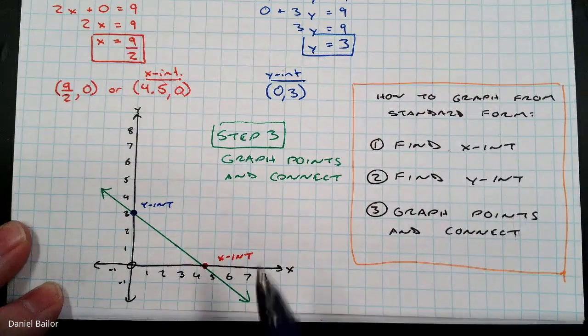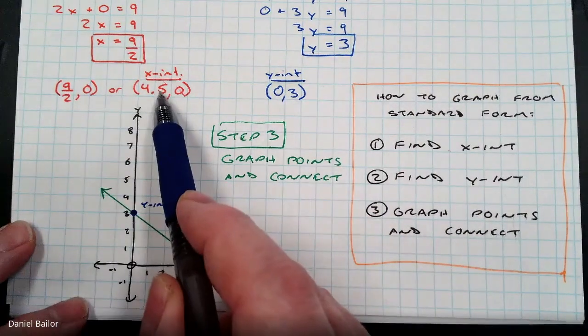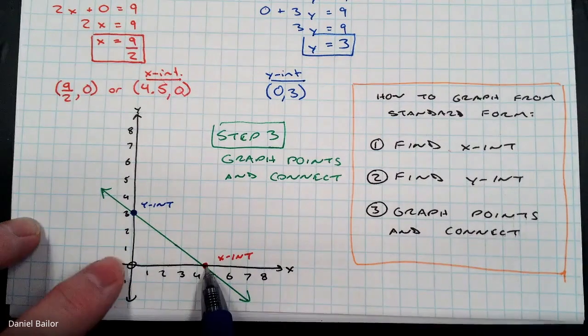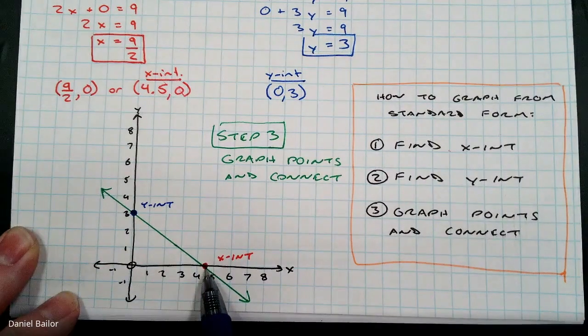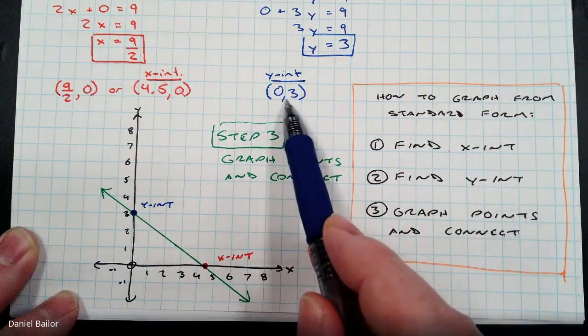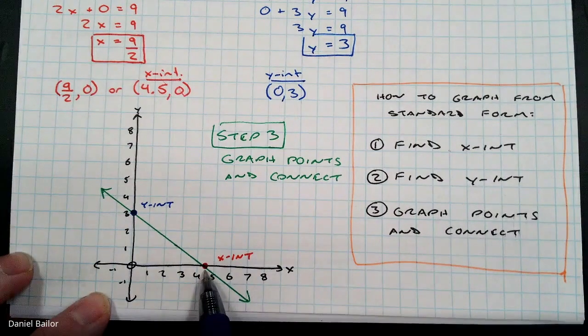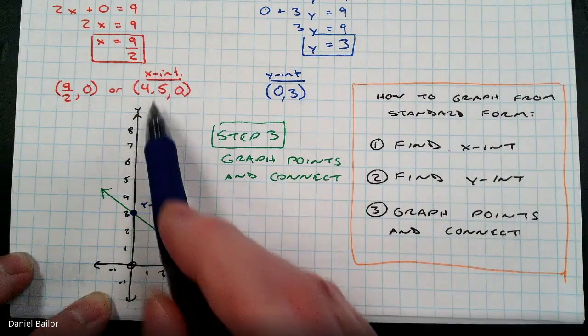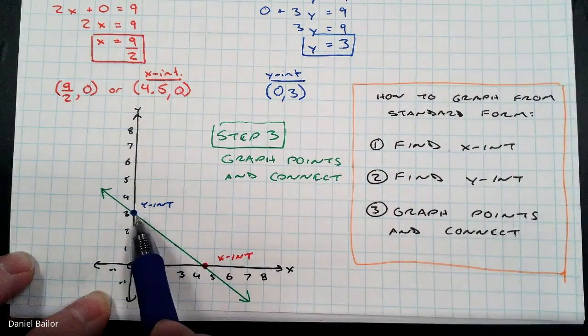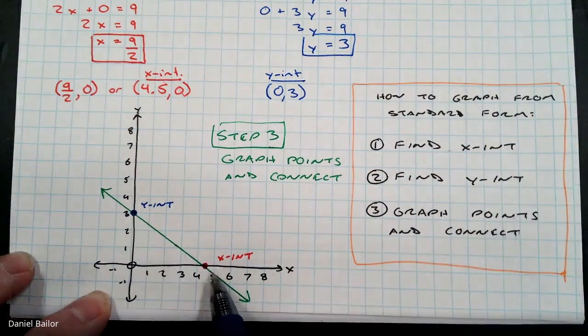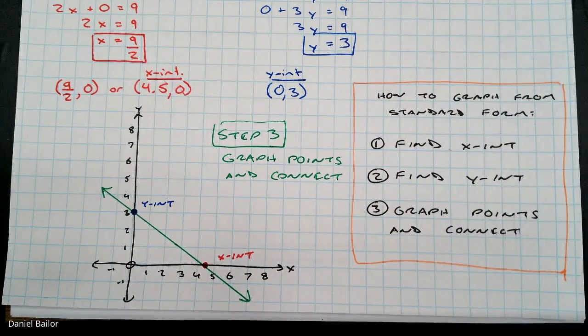So the x-intercept was first. So we do 4.5 for x and 0 for y, which is right here. There's the x-intercept. The y-intercept is 0 for x, 3 for y. So the y-intercept is right here. So I graph the x-intercept down here. You see it is red, just like our writing. The y-intercept is blue, just like our writing. We have 2 points now. We connect the 2 points, and that's how we graph a line. So we can use intercepts to graph a line.